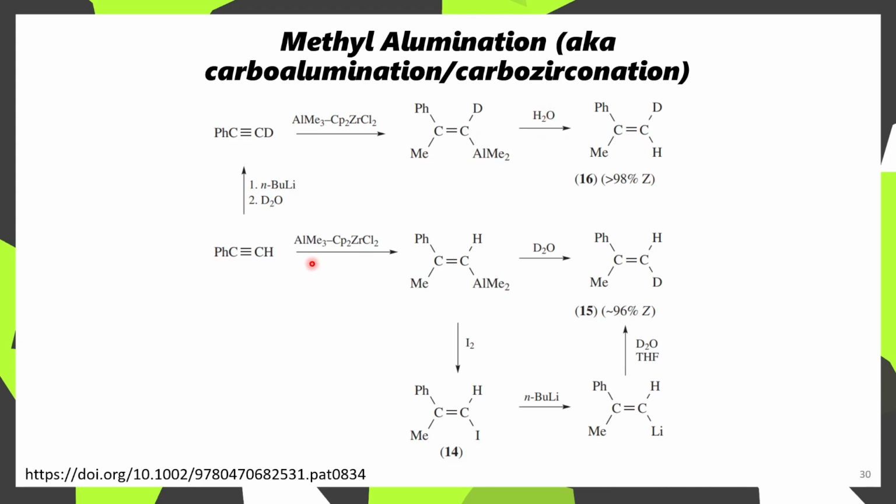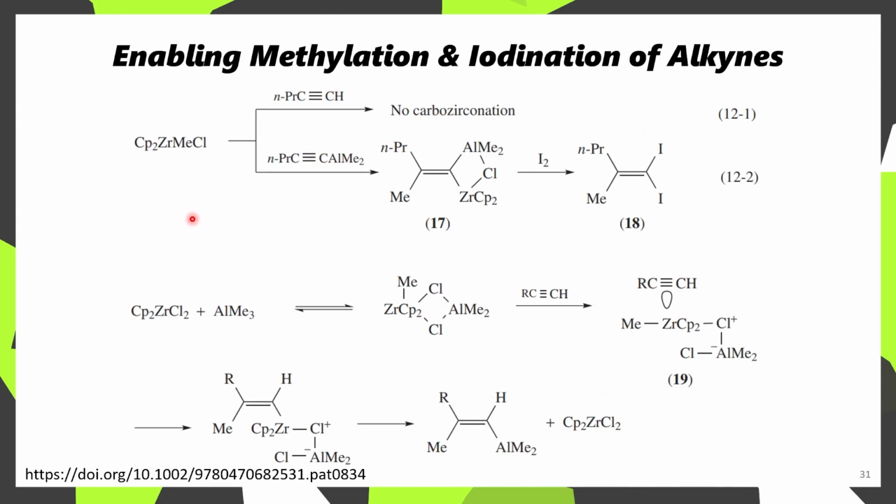Alternatively, if they wanted a deuterium in the opposite position, they would start with the regular hydroalkyne and then do workup with D2O to get the deuterium in this position. Alternatively, they could treat this with iodine to demetallate it, then lithiate that position and trap it with D2O to get the same product. The way that this works is first through a complex formation between trimethyl aluminum and Schwartz reagent, forming this bridged complex shown here.